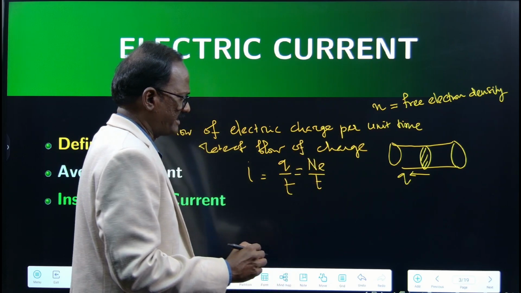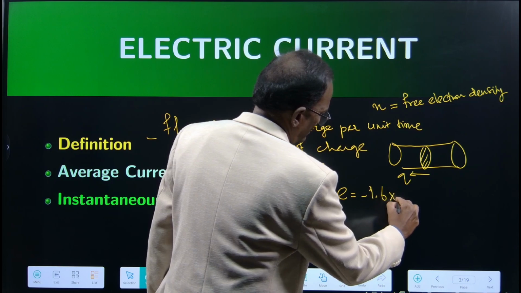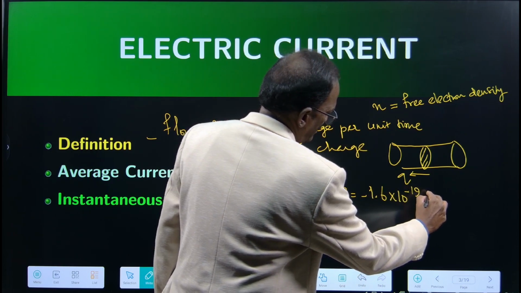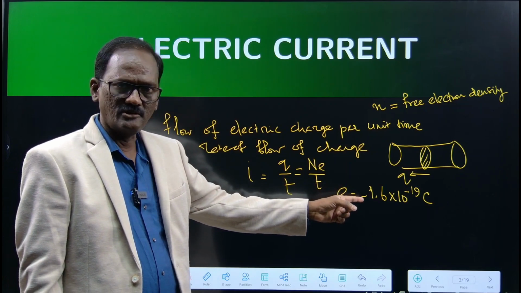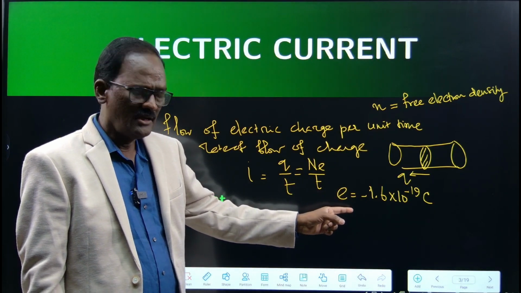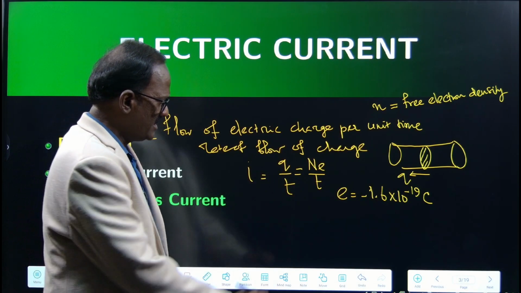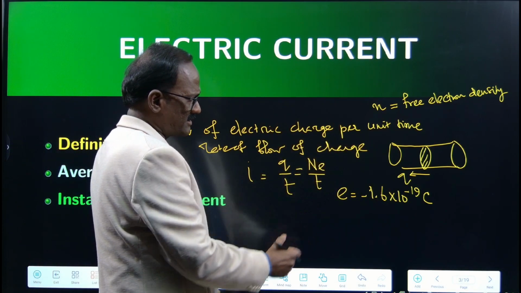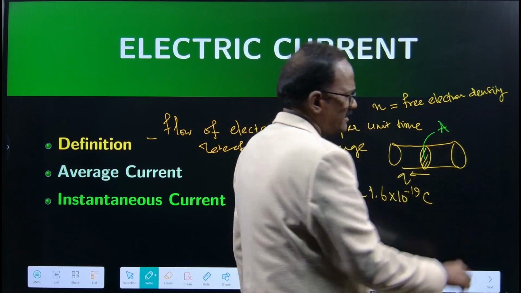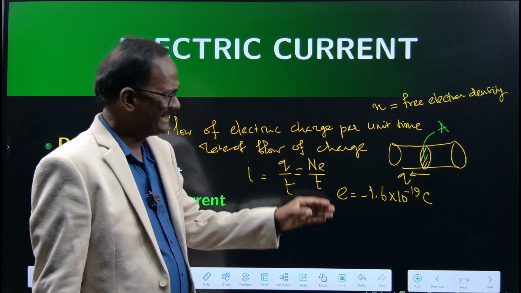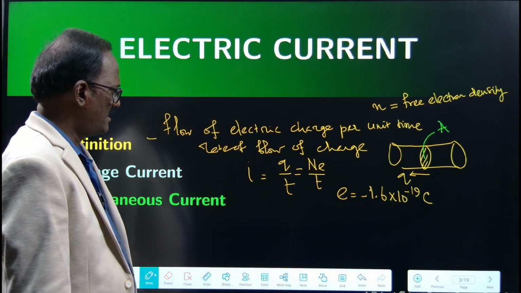The value of the charge e is minus 1.6 into 10 to the power minus 19 coulomb. The charge of a single electron is negative, and to denote it we use the minus sign: e is equal to minus 1.6 into 10 to the power of minus 19 coulomb, right? And N is the number of electrons. How many electrons are crossing this cross-sectional area per unit time? This is simply defined as current, right?